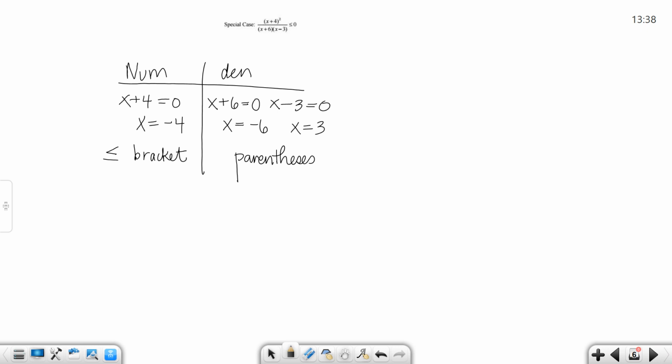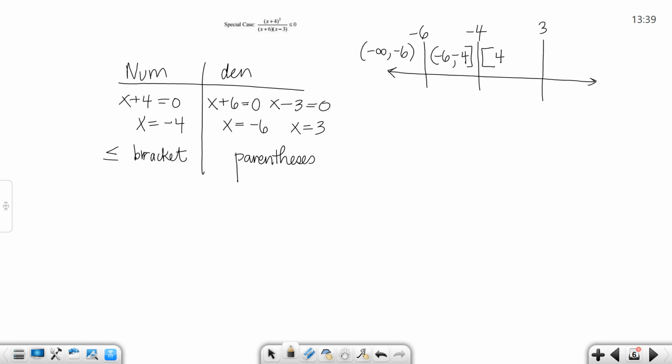Okay, put these on the number line, dividing the number line into intervals, and name the intervals. So negative 6 would come first on the number line. And negative 4 would come next. And then you'd have your 3. Negative 6 takes parentheses. Negative 4 takes a bracket. 3 takes parentheses. And that's what it would look like.